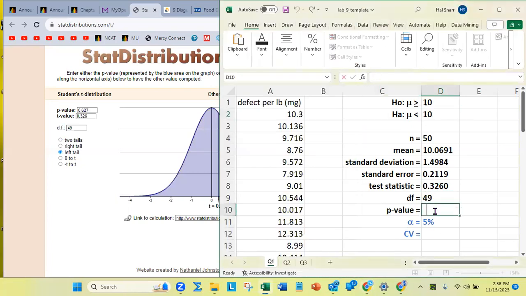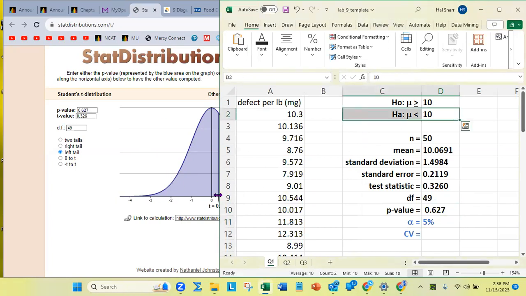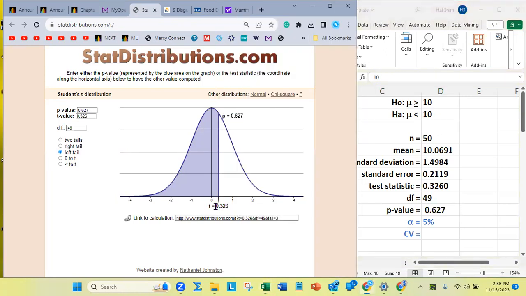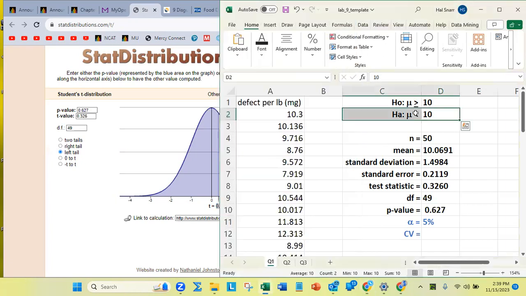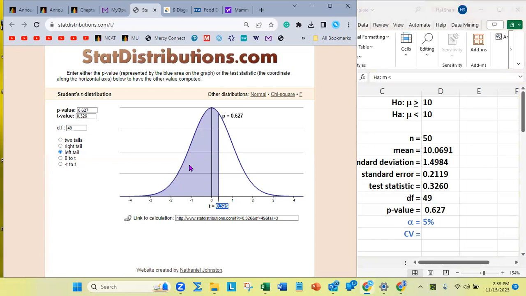So I'm going to put that in here for right now. My p-value is quite large. Again, this is a lower-tailed test, so the p-value has got to be to the left of my test statistic. That's my test statistic, and my p-value is the area to the left. This alternative hypothesis is pointing to the left. So we're looking at the left tail, right? So my p-value is quite large, right?